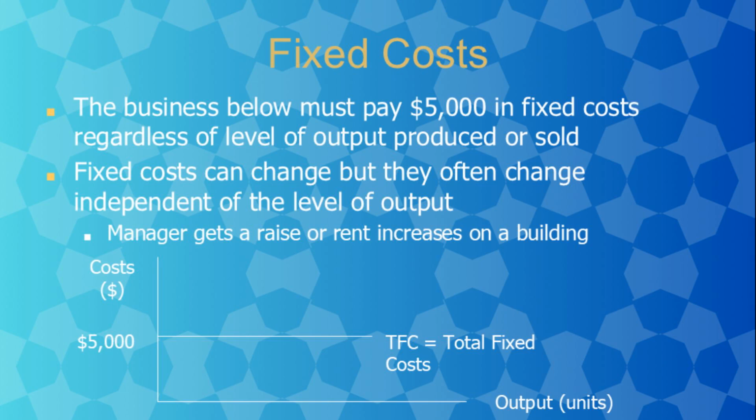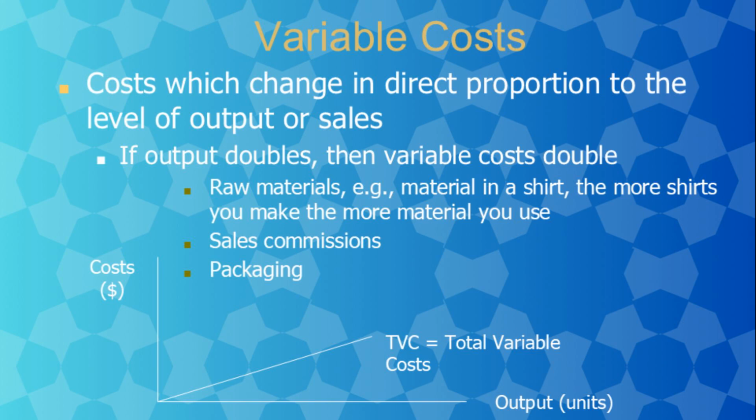While fixed costs can change, they do so independently of output levels, such as when a manager gets a raise or rent increases. Variable costs change in direct proportion to the level of output or sales. For example, the cost of raw materials increases as more products are made. Understanding variable costs helps in predicting expenses and setting prices.